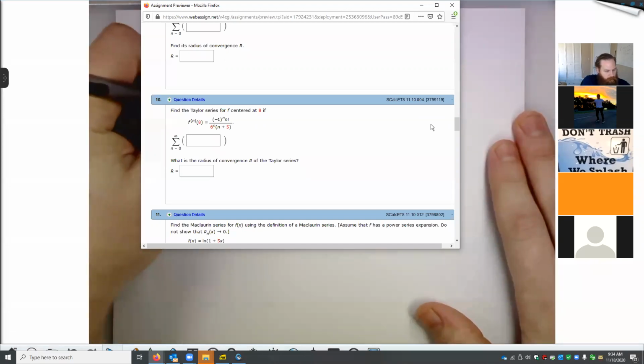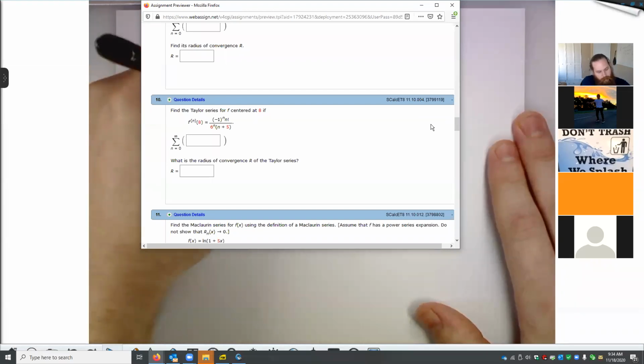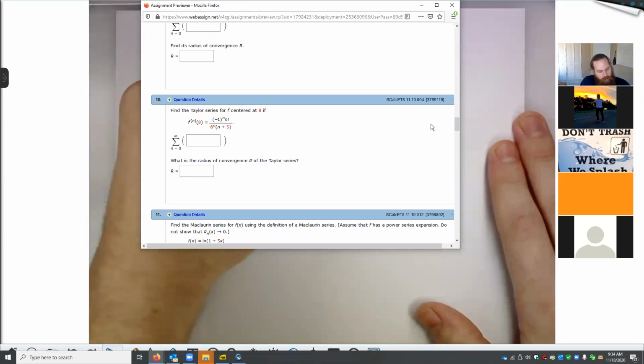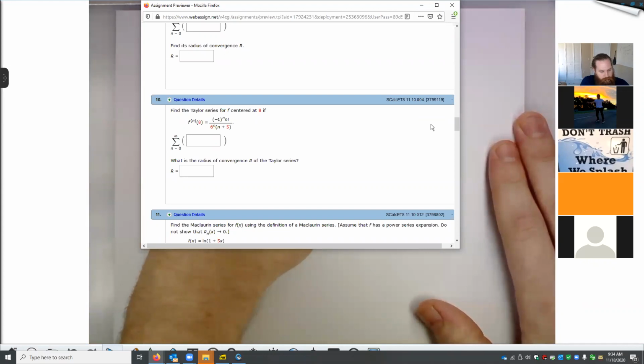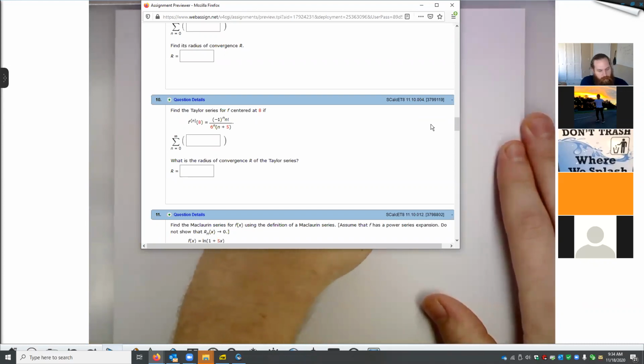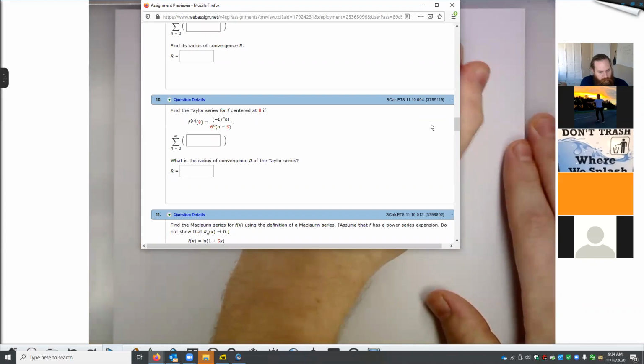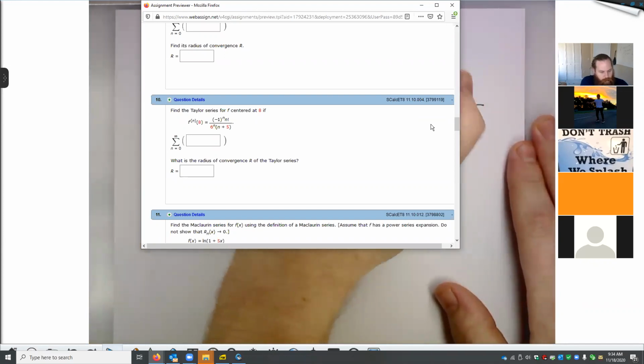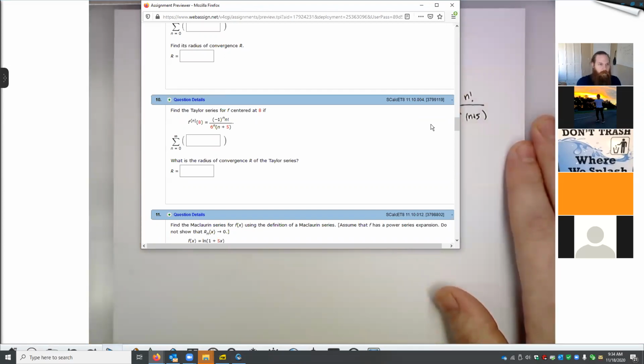They say find the Taylor series centered at 8, if the nth derivative, f^(n)(8), so that's the nth derivative of f evaluated at x equals 8, is (-1)^n times n factorial over 6^n times (n plus 5). All right, so we're going to start here.